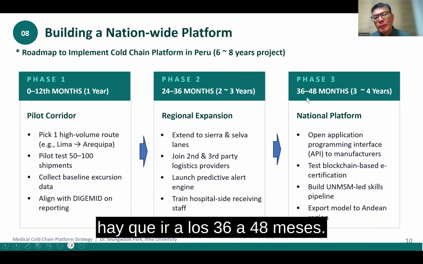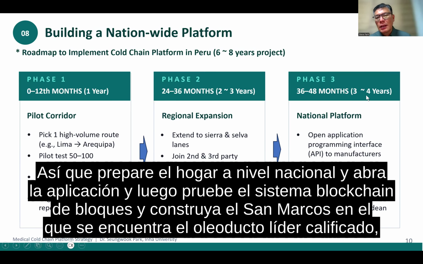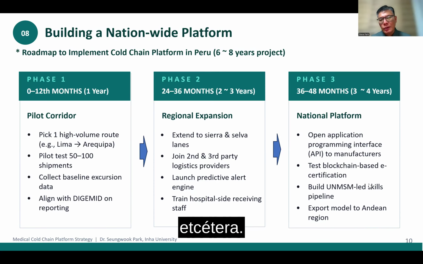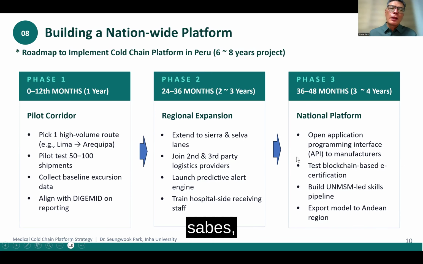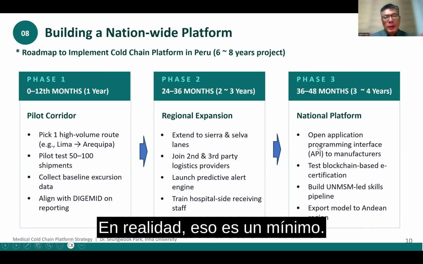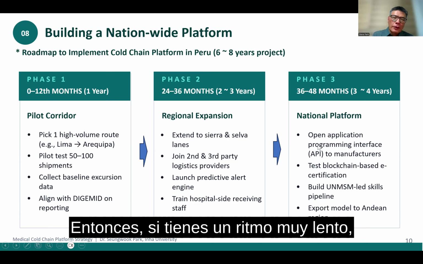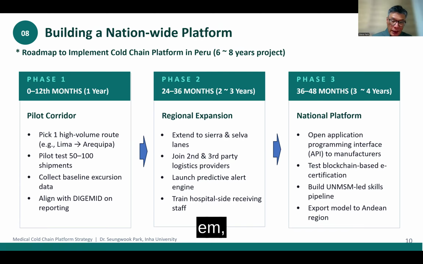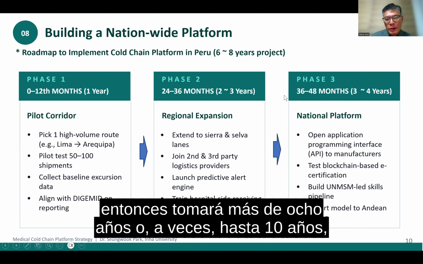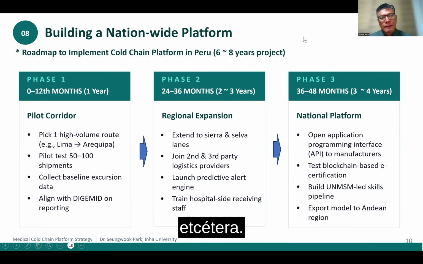And then phase three, you go to 36 to 48 months. So a nationwide platform and open application, and then test the blockchain system and build the San Marcos University-led skill pipeline, etc. So again, it will take 6 to 8 years, but that's a minimum actually. If you have a very slow process of taking action, then it will take longer than 8 years, sometimes going to 10 years, etc.